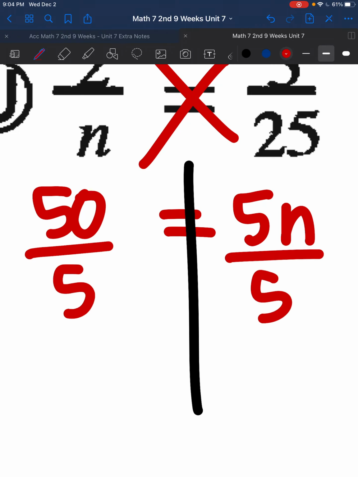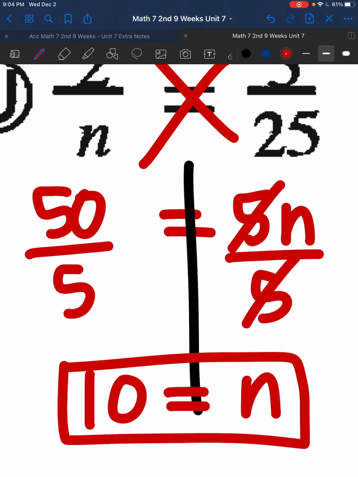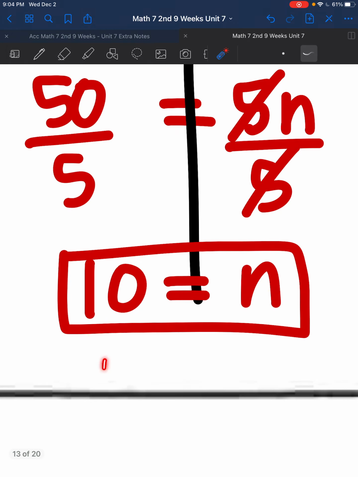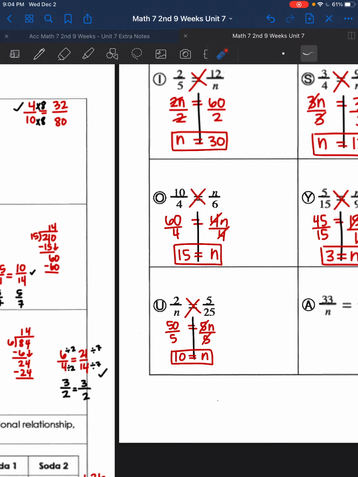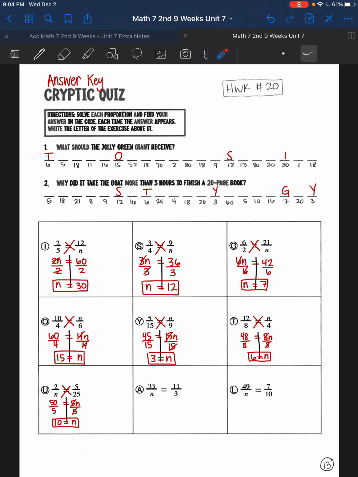Now, how do I get that n by itself? Well, I need to undo that multiplication, so I'm going to divide by 5 on both sides of my equal sign. On the right-hand side, those 5's cancel out, and n is by itself. Now, 50 divided by 5 is 10, so 10 equals n. Keep in mind, if you write that as n equals 10, that's the same thing.